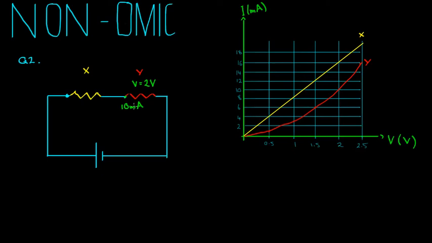If there is 10 milliamps of current going through Y, there must also be 10 milliamps of current going through X. Let's find out the voltage across X now. If there is 10 milliamps of current going through X, then there must be 1.25 volts of potential difference across X, according to this point here. So voltage across X is 1.25 volts.